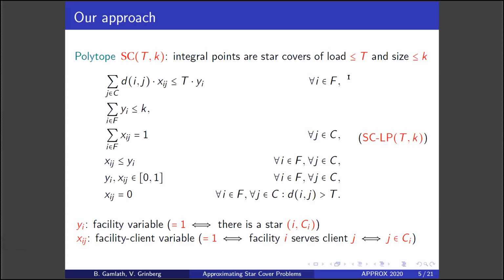We have opening variables y_i for facilities and assignment variables x_ij for every facility-client pair. The first constraint of the LP ensures that the load of every facility is at most T. The second constraint ensures that the size of the cover is at most K. Third and fourth constraints ensure that every client is served fully and is assigned only to open facilities. The last constraint removes any facility-client pair that has distance greater than T, since in any star cover of load at most T, this facility and client will never get matched.